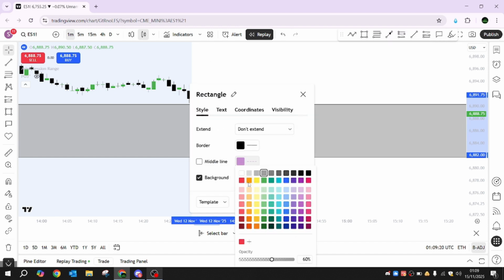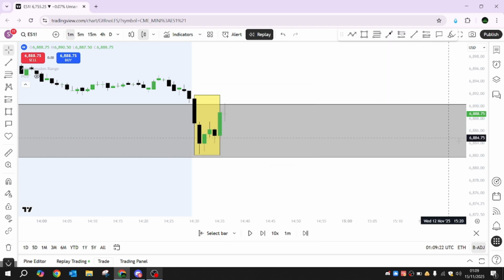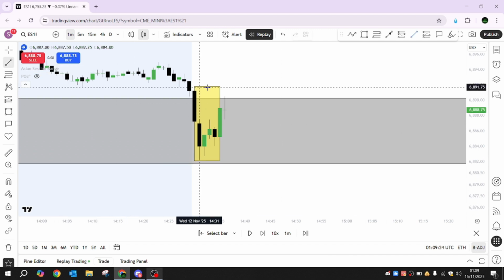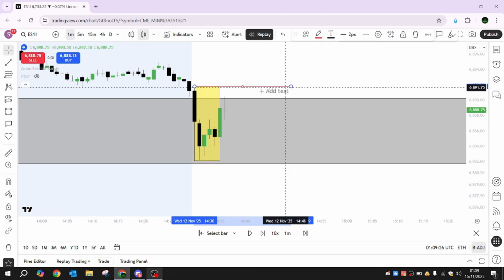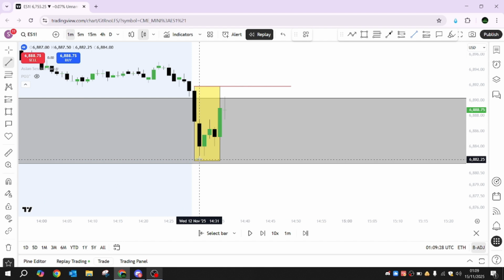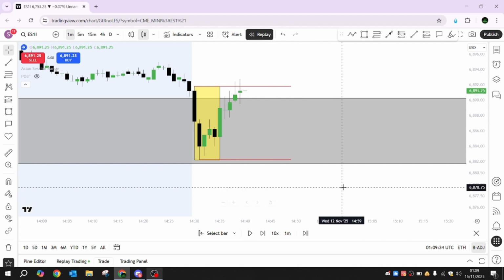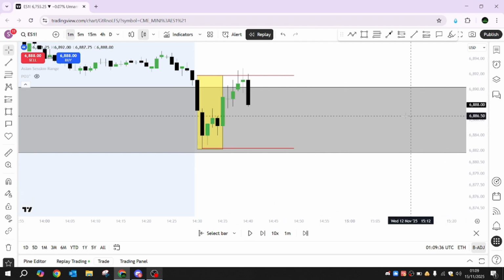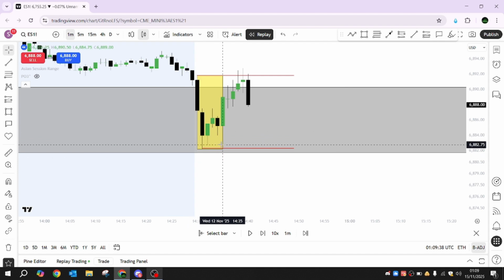So this is your opening range, right? 5-minute opening range. So this is what we do. We take a high, we draw a line like this, we draw a line like this. So this is our 5-minute opening range. Now from here, this is what's interesting. I want to see a closure of a candle outside of this range.